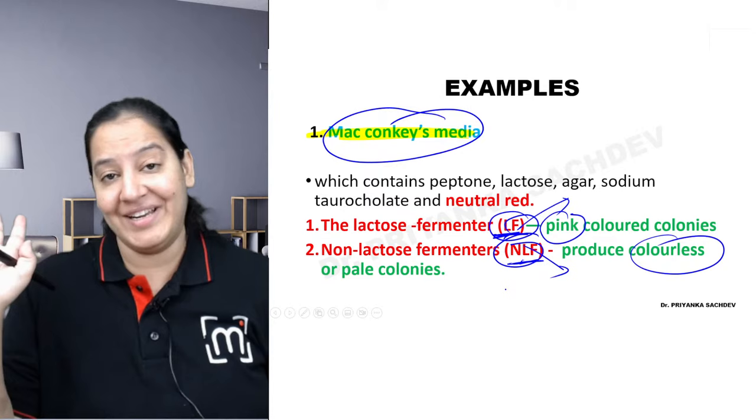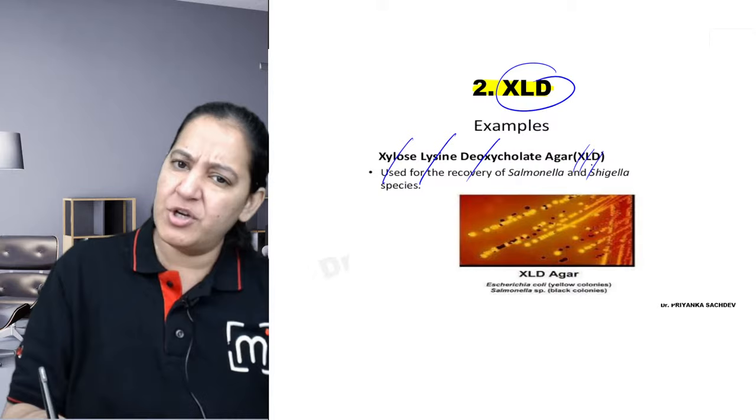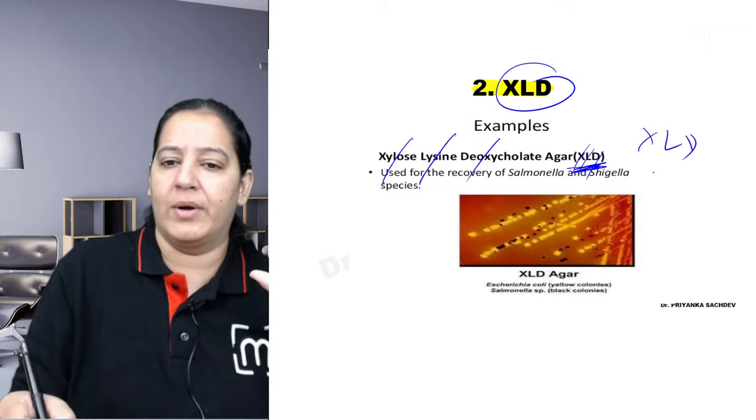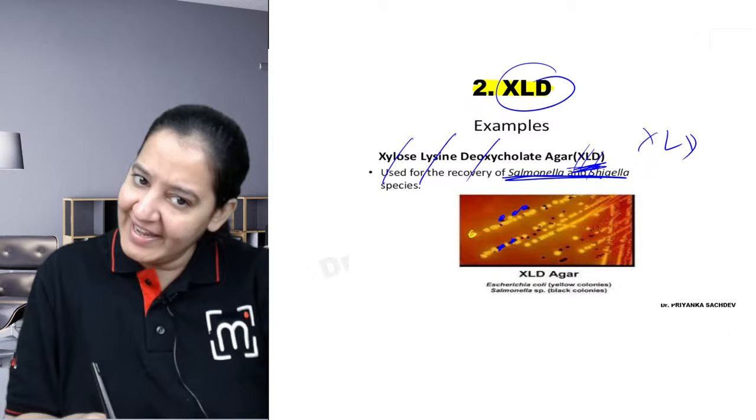The second example is the XLD. What is XLD? Xylose lysine deoxycholate. In your options also, you will get XLD, if you don't want to learn the full form. Now, it will give black color if Salmonella or Shigella is there. Can you see these black color colonies? You can zoom and see. And they will give yellow color if any other bacteria is growing, any other coliform, they will give yellow color.